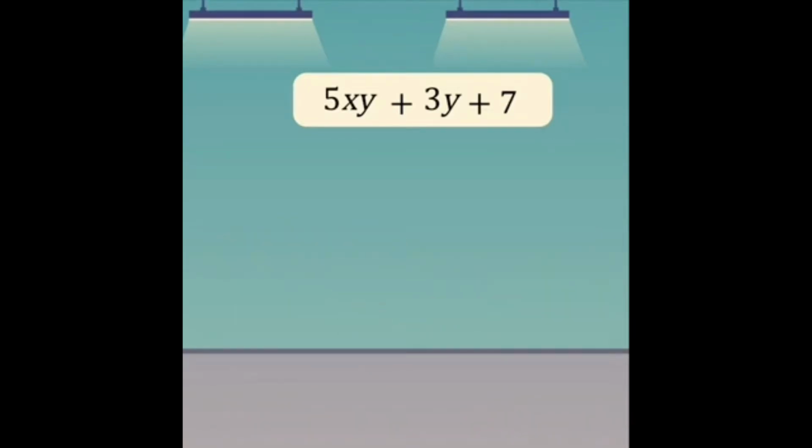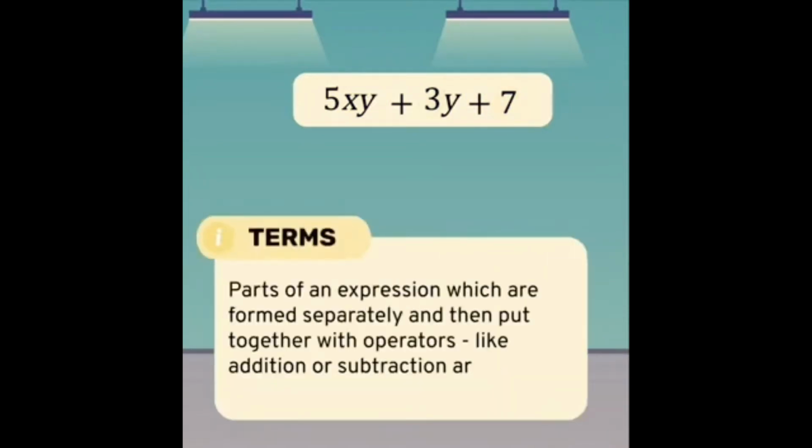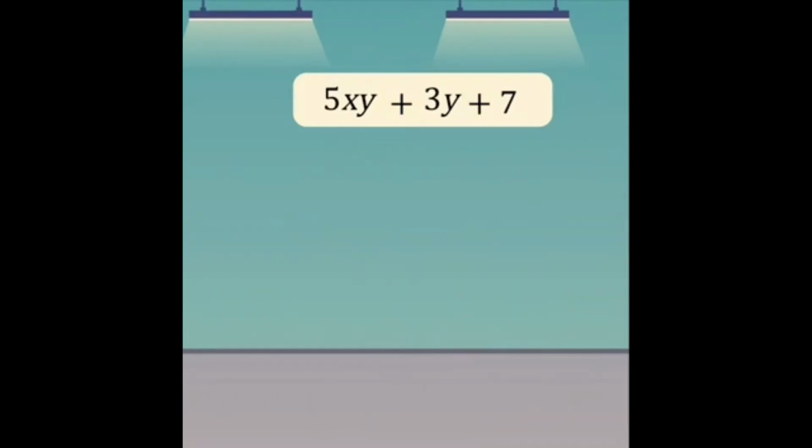This expression consists of three parts: 5xy, 3y, and 7. Parts of an expression which are formed separately and then put together with operators like addition or subtraction are known as terms. So, 5xy, 3y, and 7 are the terms of this expression. These terms are formed by multiplying variables and numbers.